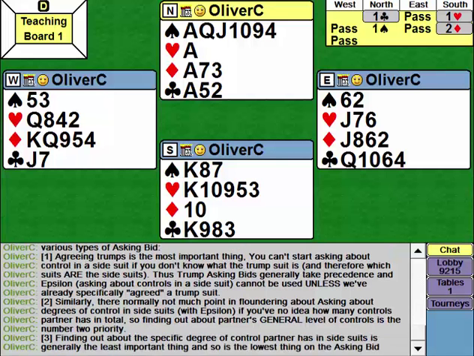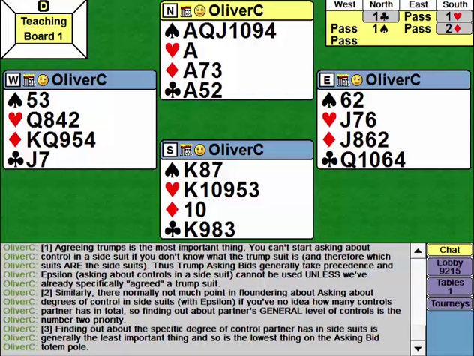Okay, so lastly, finding out about degrees of control in side suits isn't unimportant. Sometimes it's absolutely critical to the success of an asking bid sequence and critical to what level we end up playing at. But in terms of our priorities where the asking bids are concerned, it has absolutely the lowest level of priority compared to agreeing trumps and finding out about general level controls.